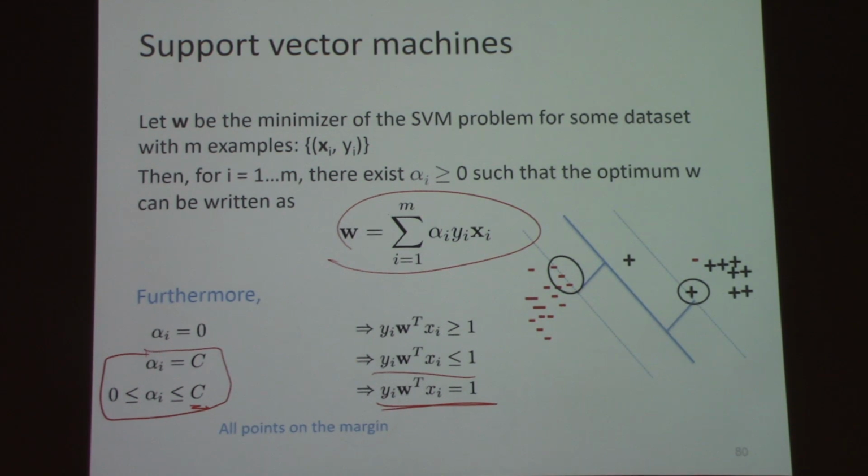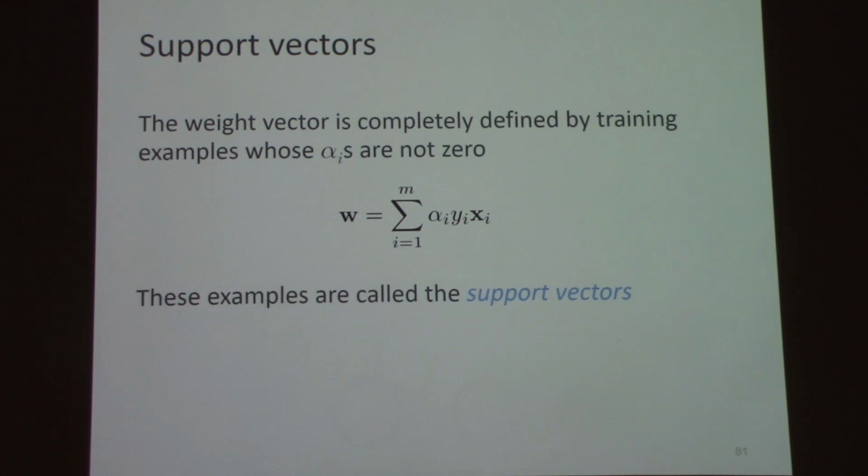Okay. Turns out the weight vector W is completely defined only by those training points whose alphas are not 0. Because if alpha is 0, it does not contribute to this summation. Those training examples which correspond to non-zero values of alpha are called support vectors. And that is why this classifier is called the support vector machine. It's a device that is defined using these support vectors.